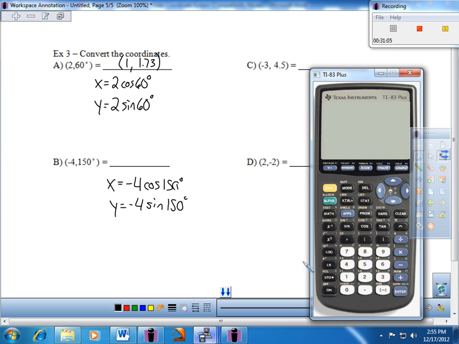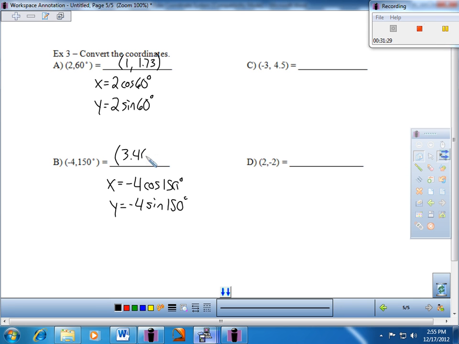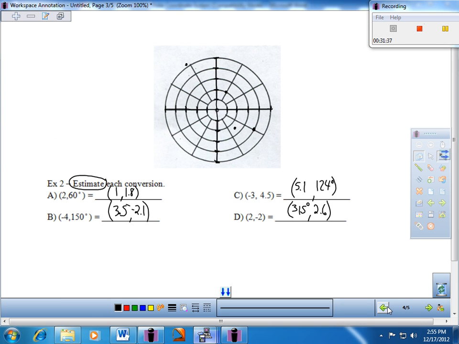I will do that as well up here. And let's go ahead and type it in. I get negative 4 cosine of 150, enter. And then negative 4 sine 150, and enter. So we get about 3.46 and negative 2. That seems to be the case. So 3.46 and negative 2. Let's go back and check. Let's see if it was a legitimate response to what we got before. I estimated it about 3.5 and a little below the negative 2.